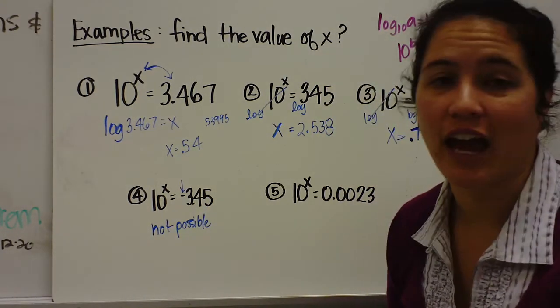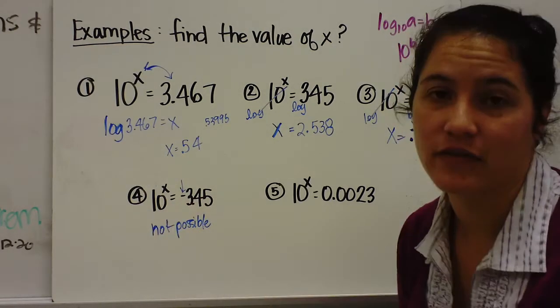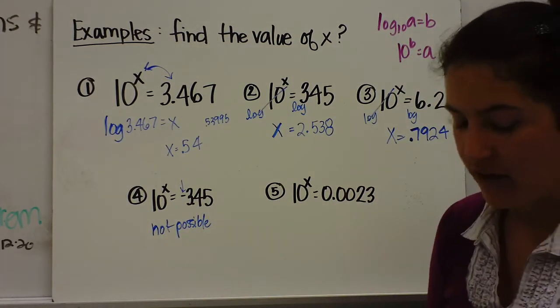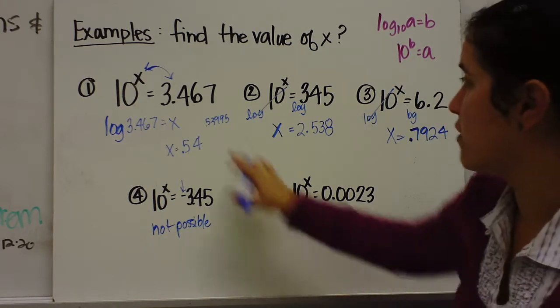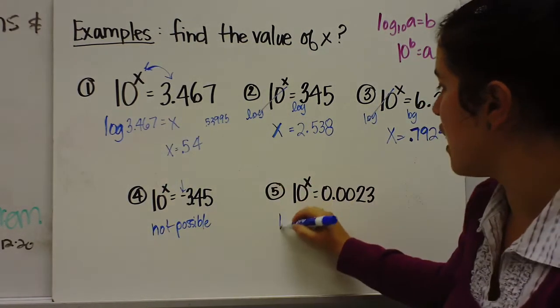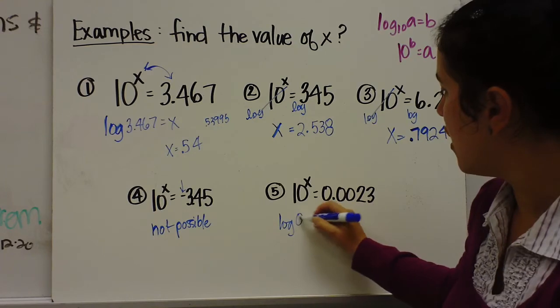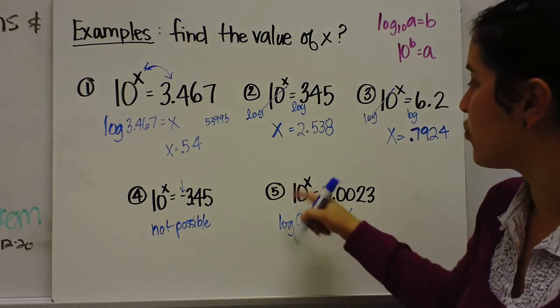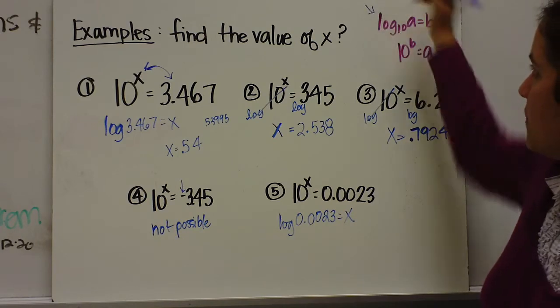Not possible. You can't have a negative answer if you have a base of 10, so that answer is not possible. Number 5. I'll show you in logarithmic form. So if we wanted to rewrite it, log base 10 of that equals x. So I've rewritten it using log form.